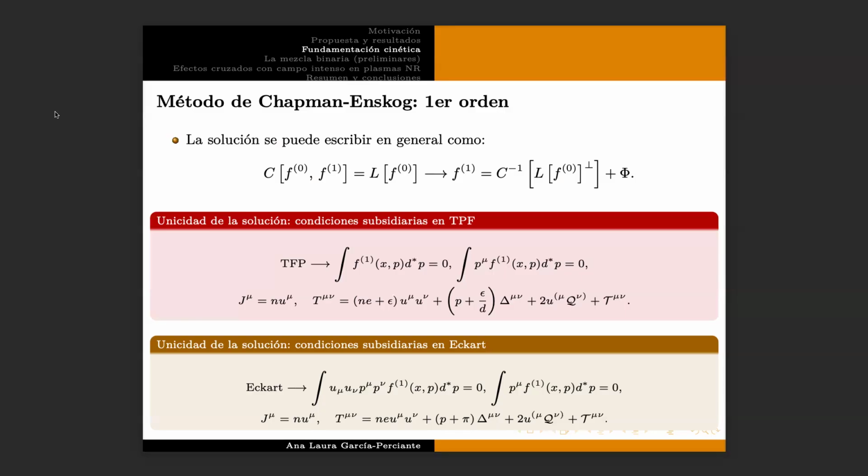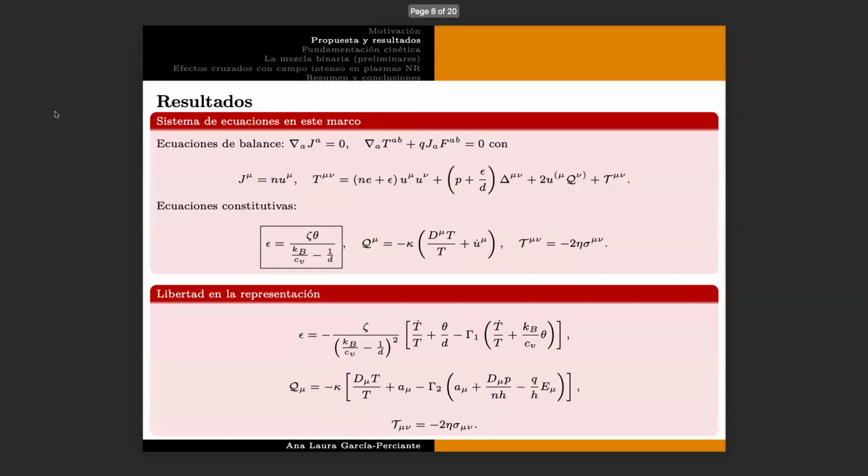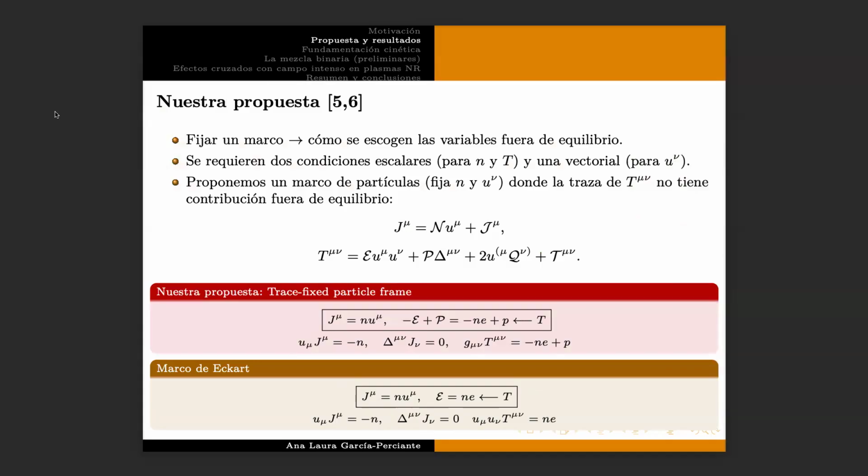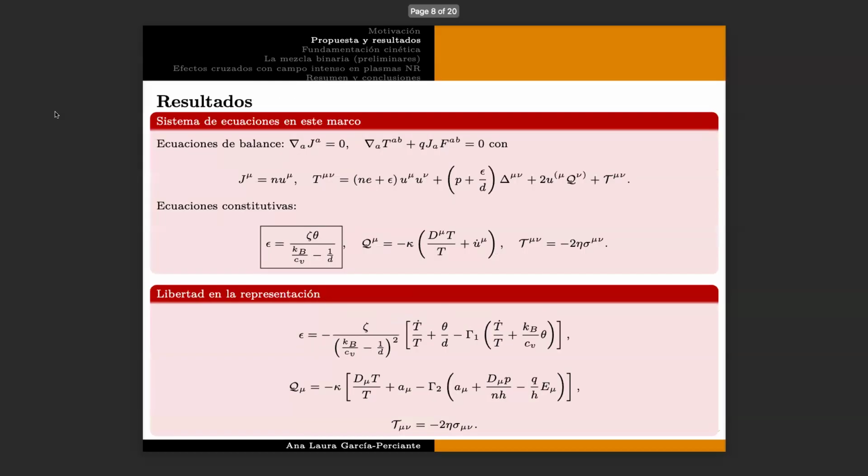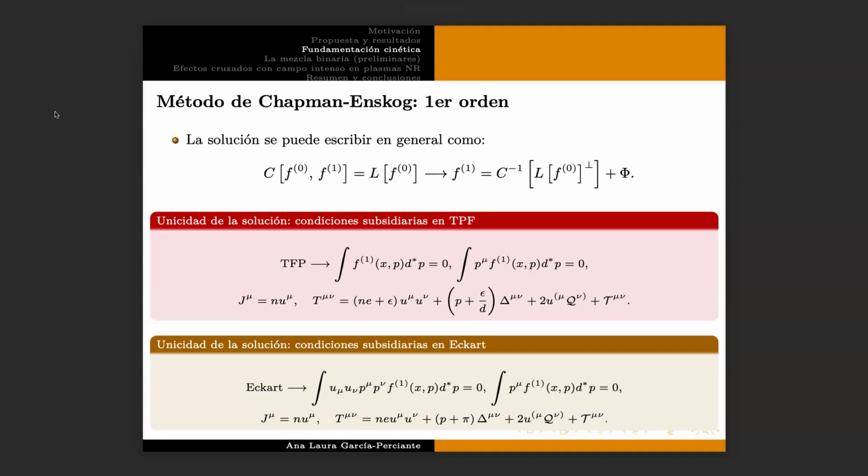These conditions are exactly the ones that tell you how you define the state variables. So these conditions over here, on the first order distribution function, are exactly these ones. In the macroscopic sense, I impose these conditions, but they really have a microscopic foundation. So this part in red corresponds to the trace-fixed particle frame, and they lead to these equations for the current and the energy-momentum tensor.